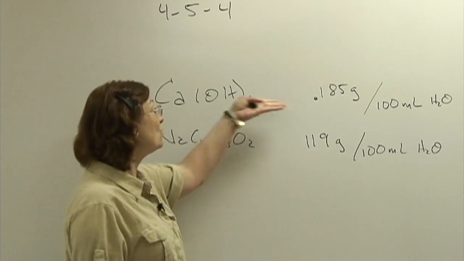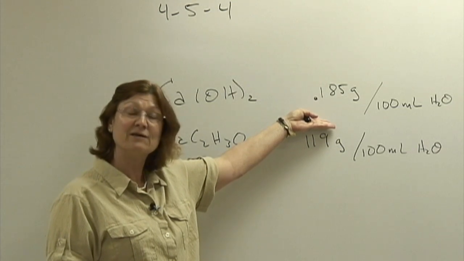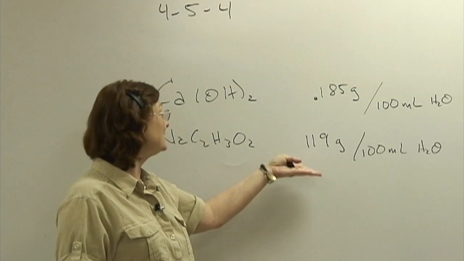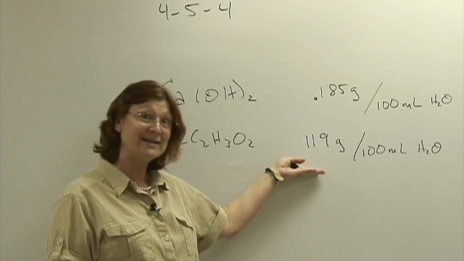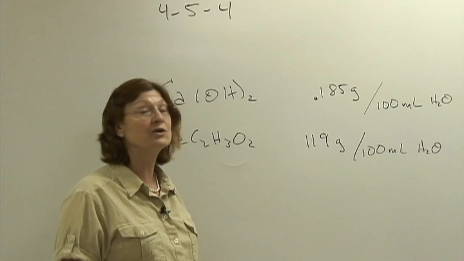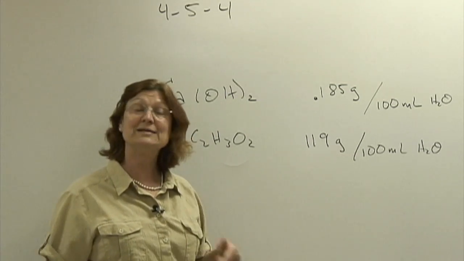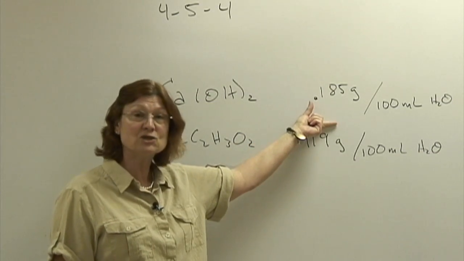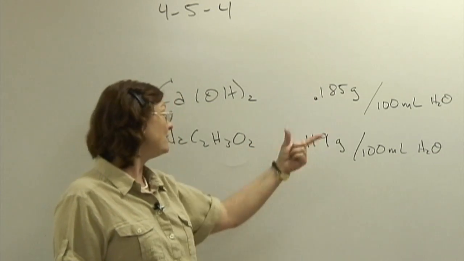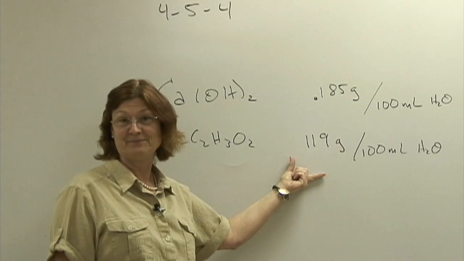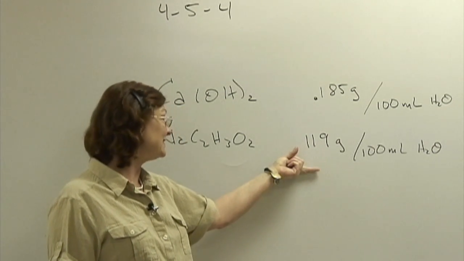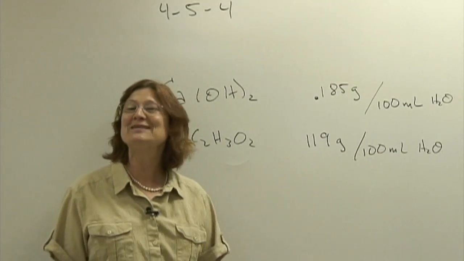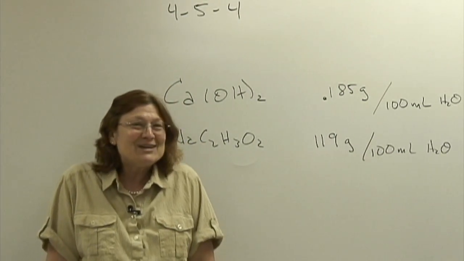And you can see that only a very small amount of calcium hydroxide will go into solution versus the sodium acetate, 119 grams, will go into the same volume of water. And therefore, a saturated solution of calcium hydroxide contains much fewer of the particles than the sodium acetate. And therefore, the density of this solution will be much lower. And we'll see that when we take the measurements. And we get to go into the lab.